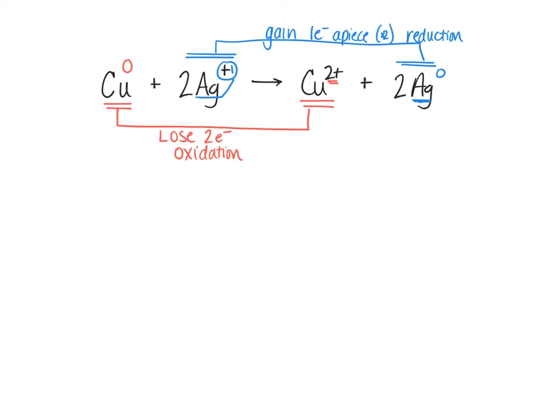You can have one element going through two different processes, and that's the case sometimes, and that's a little past where we need to go right now. Okay, so that we have this loss and gain of electrons.